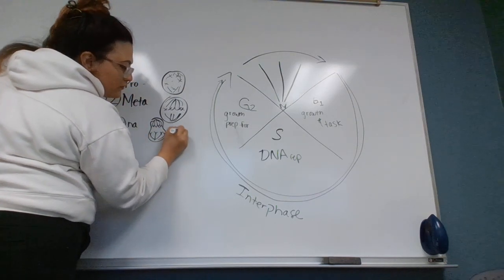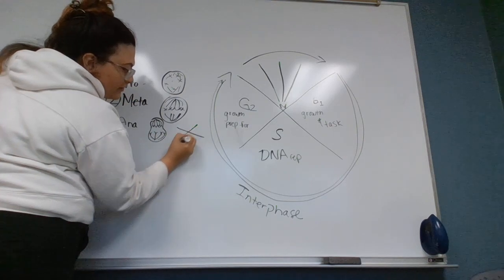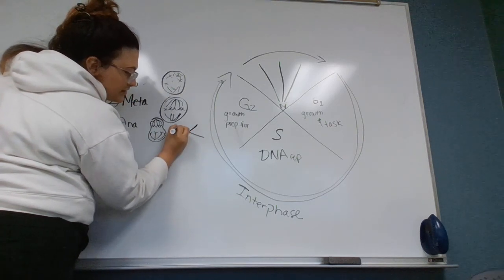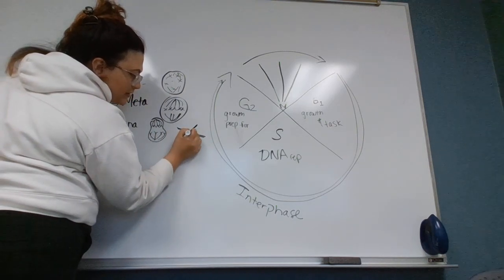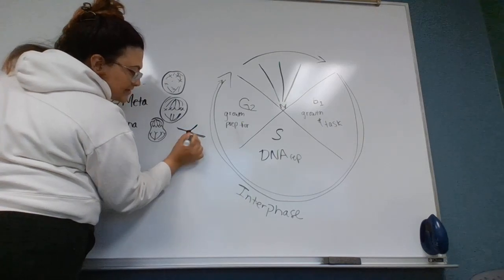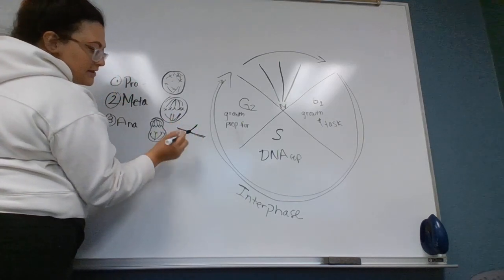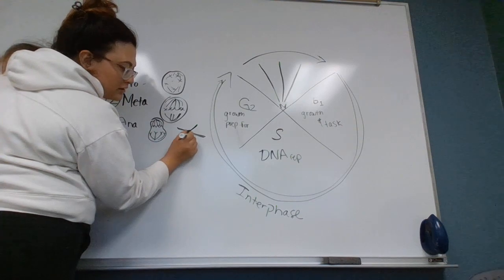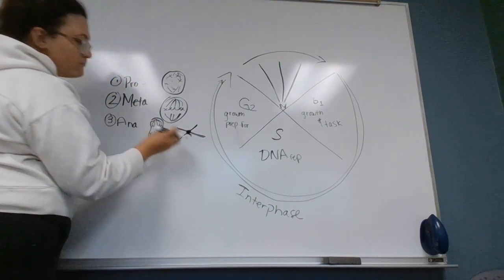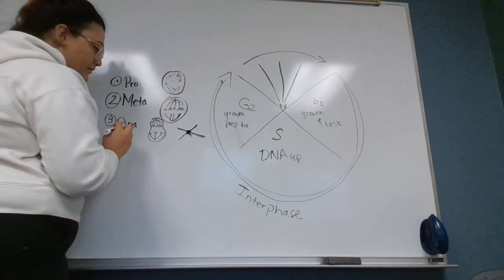I wanted to clarify what a centromere is. This is a chromosome, and right here in the middle, what attaches the two sides together is called the centromere, right there. So they have pulled apart at the centromere.